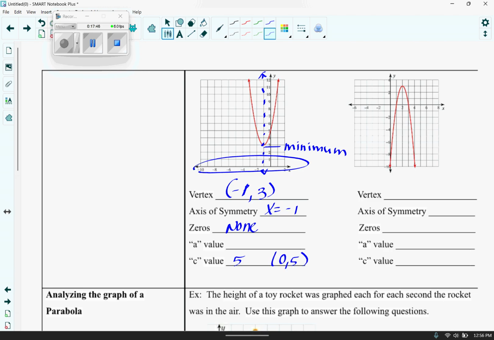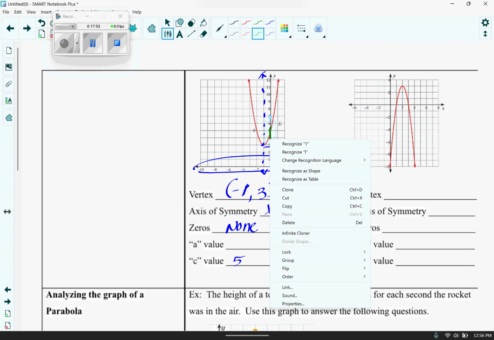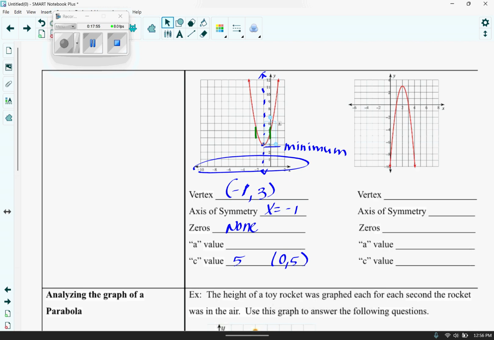And then the next piece I want to look at is my A value. Well, if I go over 1, I'm here. So from my vertex, I'm going up 1, 2, and then over 1, right? So it's going to be 2 because it's A over 1. And this happened to be 2, so I went up 2 over 1. And I go both directions to be able to graph that.